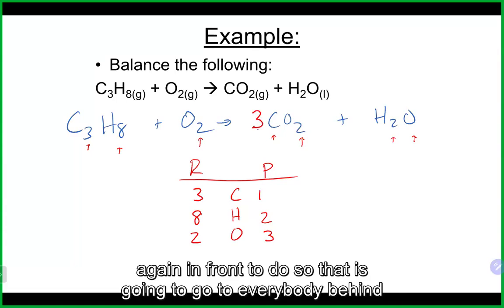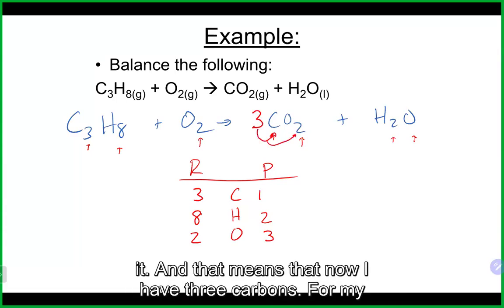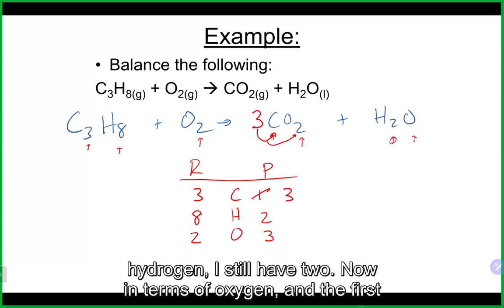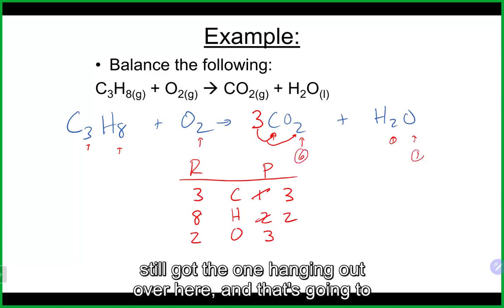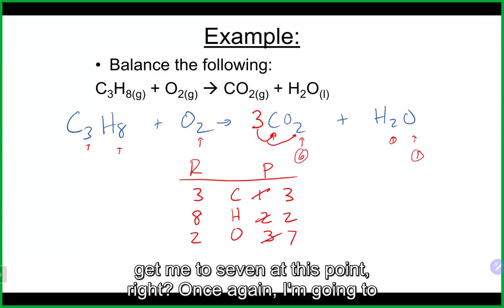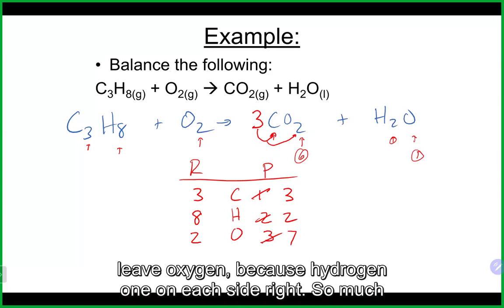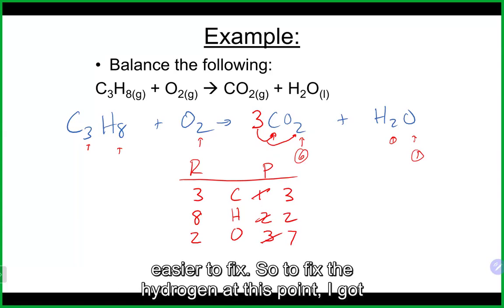That is going to go to everybody behind it. And that means that now I have 3 carbons. For my hydrogen, I still have 2. Now in terms of oxygen, in the first guy on the right here, I have 3 times 2, which is 6. And I still got the 1 hanging out over here. That's going to get me to 7 at this point, right? Once again, I'm going to leave oxygen because hydrogen is 1 in each side, so much easier to fix.